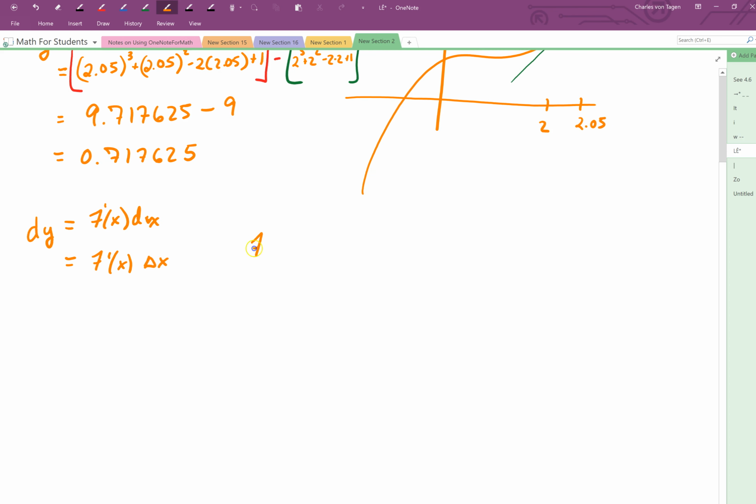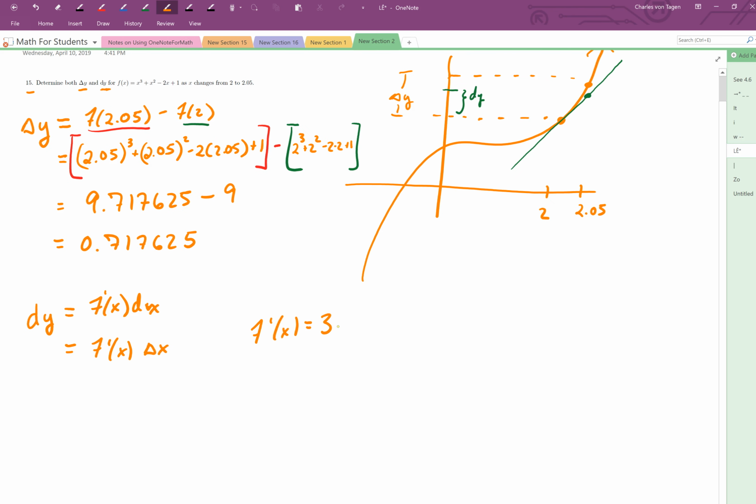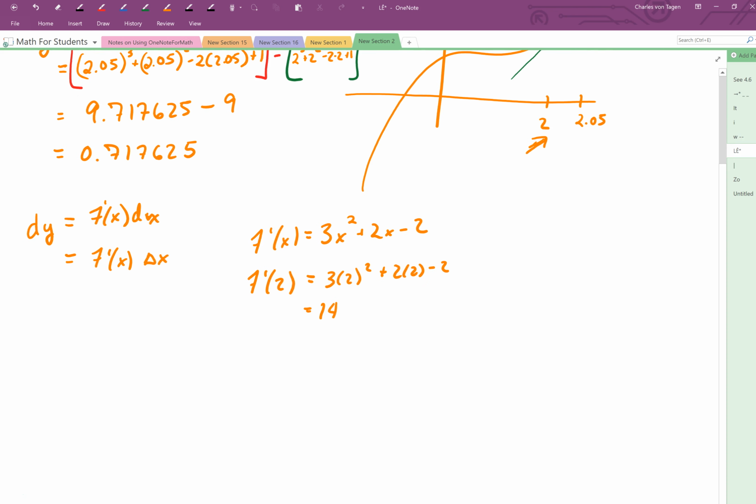So let's go ahead and calculate f prime of x for this function. F prime of x is 3x squared plus 2x minus 2. And so if I find f prime of 2, the anchor point that we're basing this off of, we get 3 times 2 squared plus 2 times 2 minus 2, which is 12 plus 4 is 16, minus 2 is 14. So I get that f prime of 2 is 14.